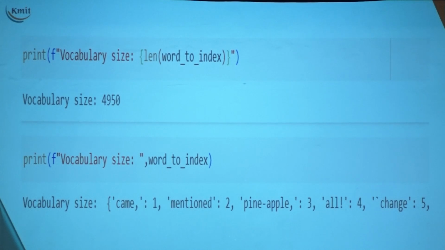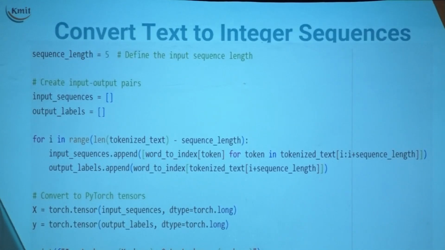For example, if I am printing the vocabulary size, in that screenshot I could not print the entire thing. It's an extension. You have 4,950 word to index entries coming. Just as a sample, to understand: came got 1, mentioned 2, pineapple 3, all 4, etc. Now we will be converting text to integer sequences. That's a piece of code. I'll be breaking it down for you and explaining everything.